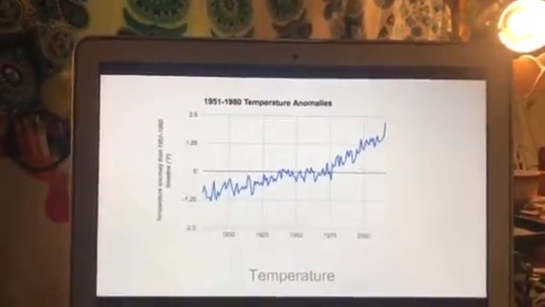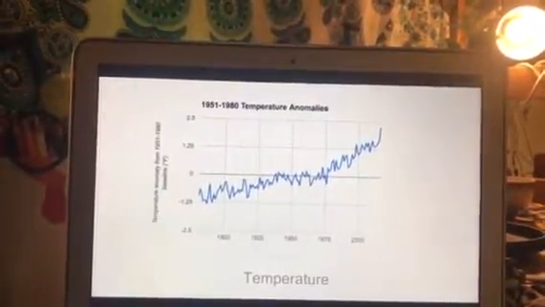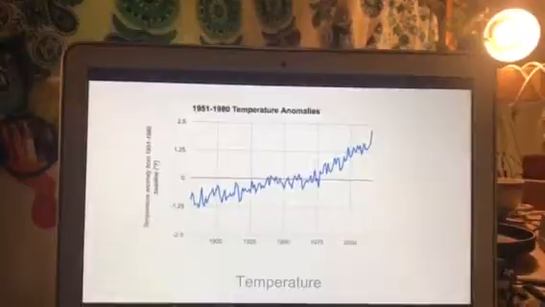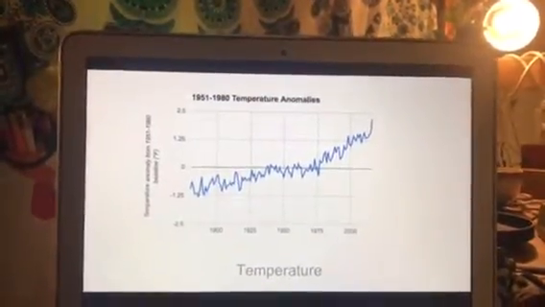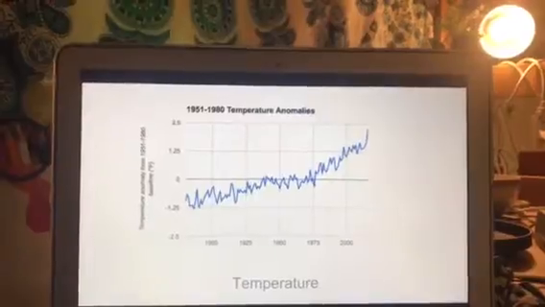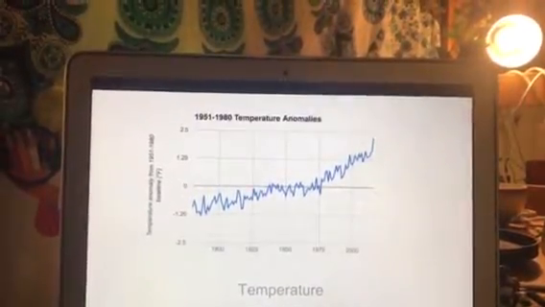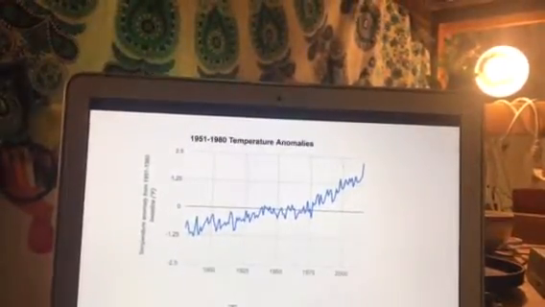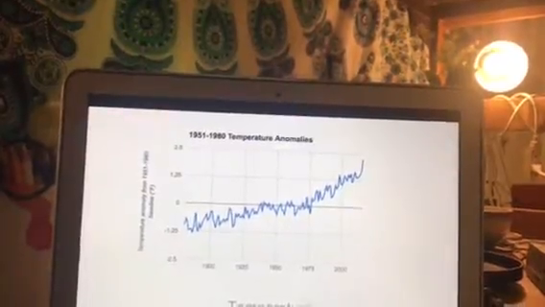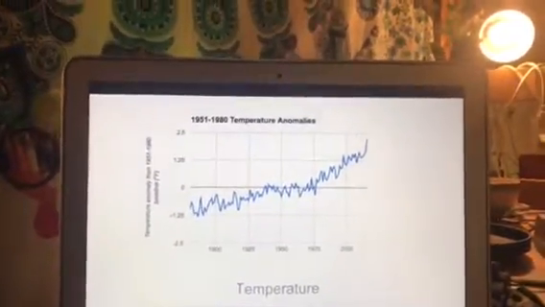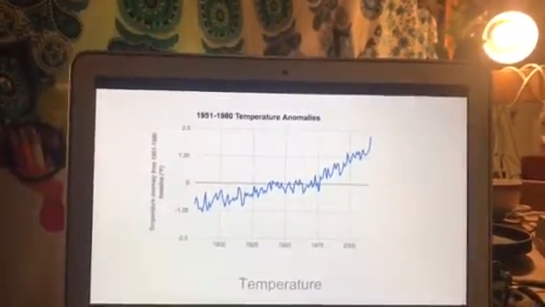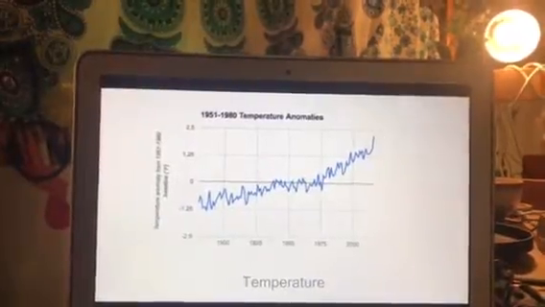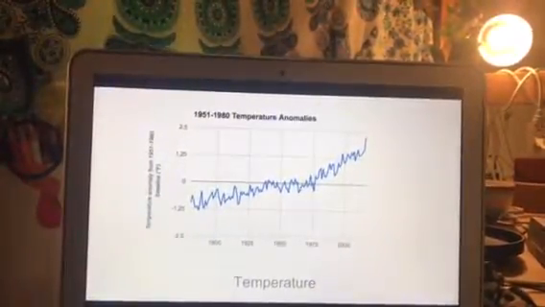So the last graph is named 1951 to 1980 temperature anomalies. Here the years range from 1881 to 2016, 135 years. On the y-axis is temperature anomaly from 1951 to 1980, baseline in degrees Fahrenheit. Before 1950s, the temperature was below the baseline. From the 1950s to the 1970s, it stayed quite constant, and then after 1975, the temperature skyrocketed.